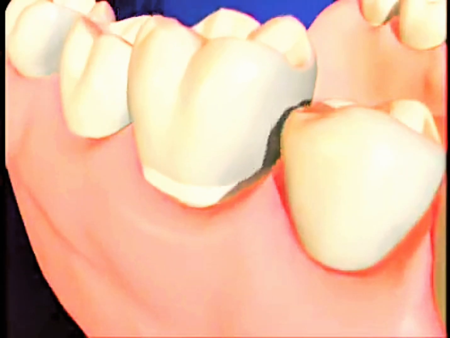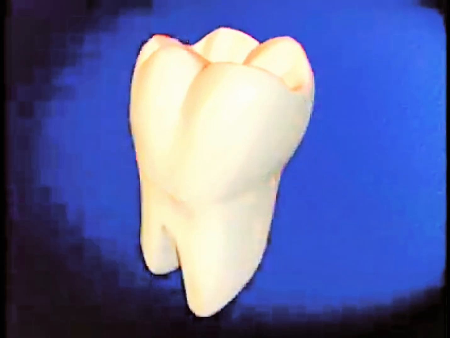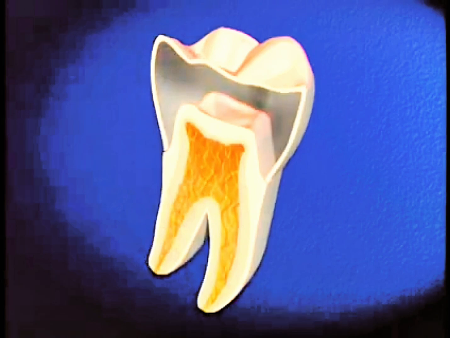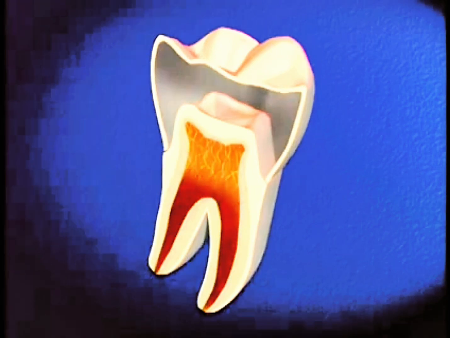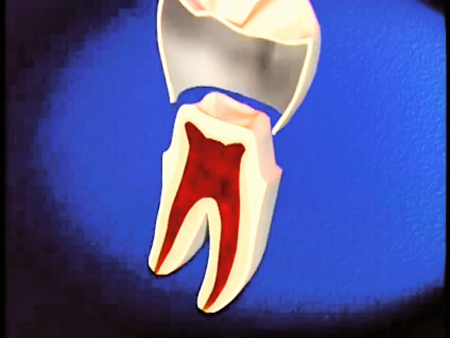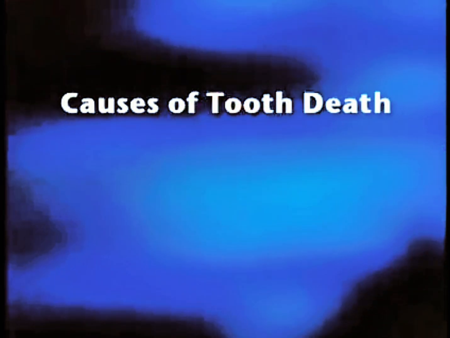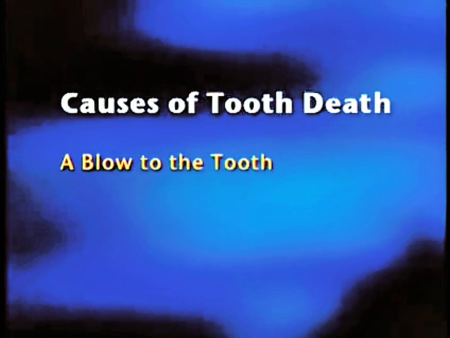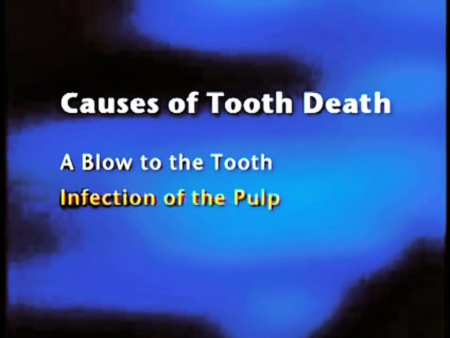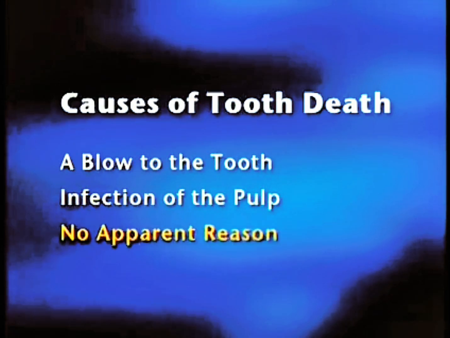Anytime a tooth has been damaged and needs a restoration, including a crown or a filling, there's a possibility that the tooth pulp has been injured and will eventually die, resulting in the need for a root canal to save the tooth. Teeth die for various reasons. A blow to the tooth that causes pulp damage, germs infecting the tooth pulp, and sometimes, for no apparent reason at all.